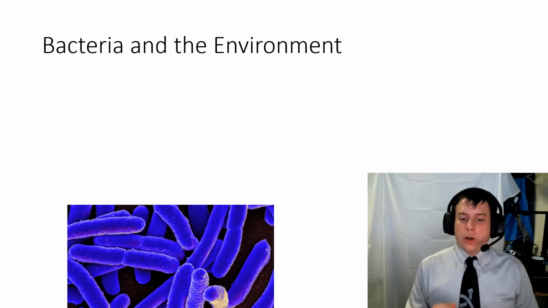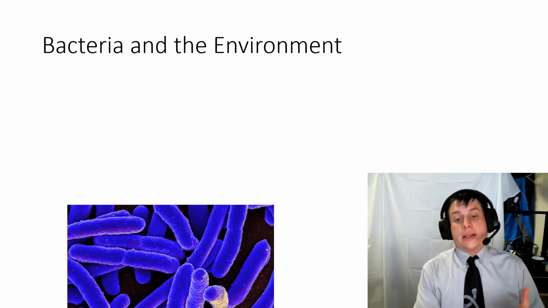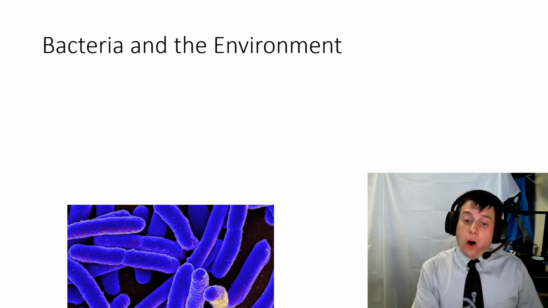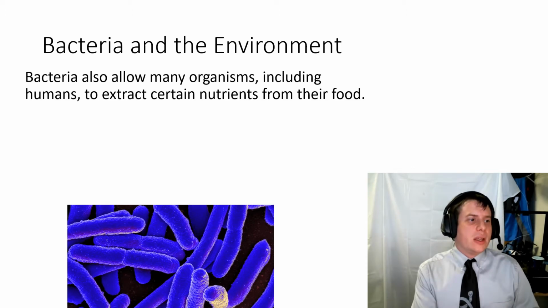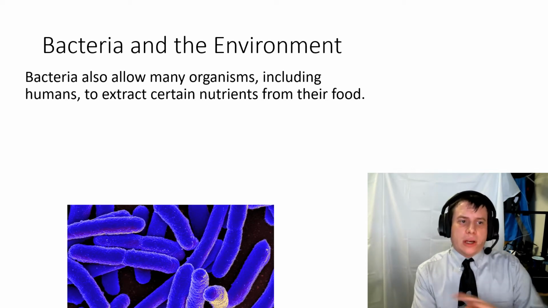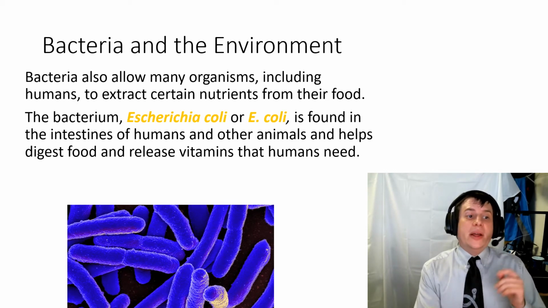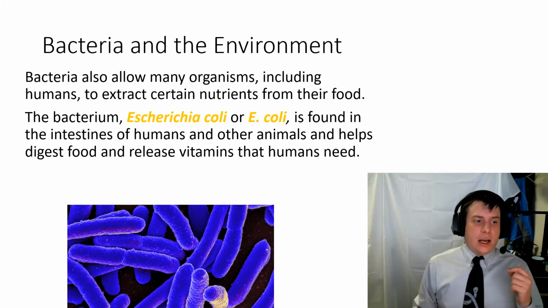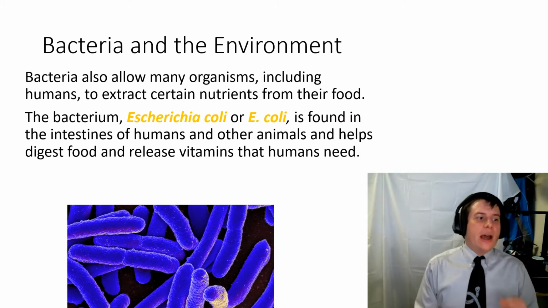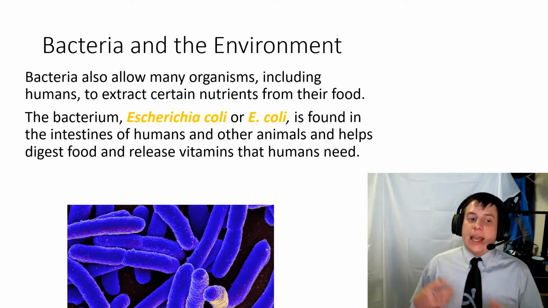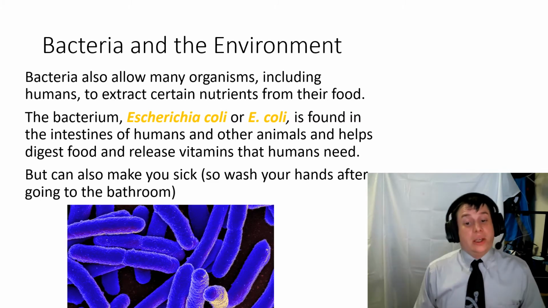Again, over to my side here, you can see that I've got another electron micrograph of some bacteria. This is E. coli. Maybe you've heard of E. coli bacteria before, but let's take a look at them. Bacteria allow many organisms, including humans, to extract nutrients from their food. I already mentioned that. But this bacteria called Escherichia coli, or E. coli, is found in the intestines of humans and other animals. It helps you digest food, but here's the thing to remember: it can also make you sick.